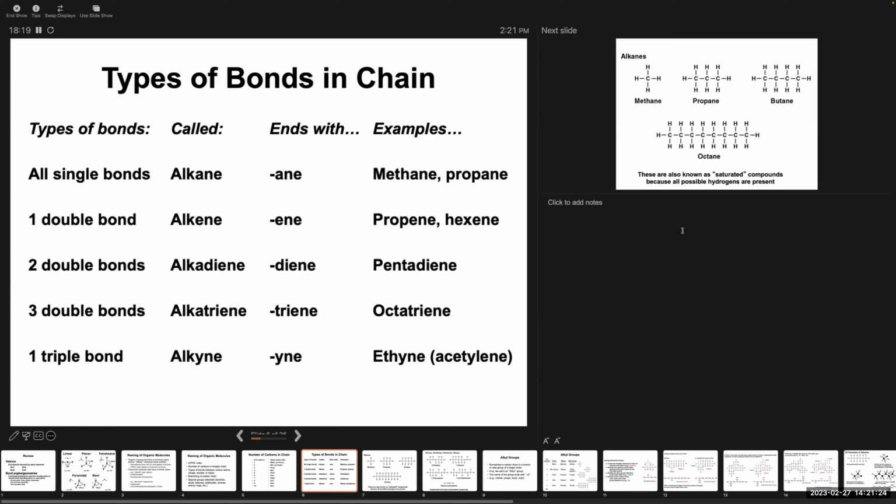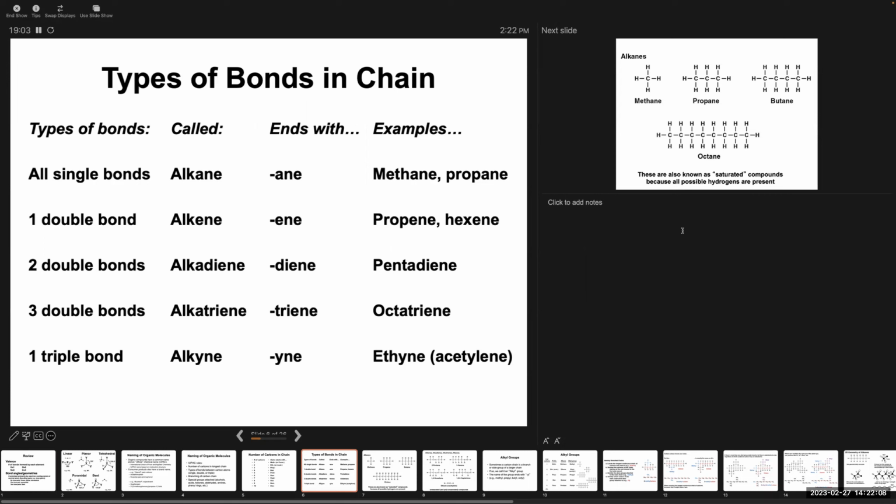If there's a single double bond somewhere in the carbon chain, connecting 2 of the carbons to one another, we call that kind of molecule an alkene, and the name of the molecule would end in the letters ENE. So propene is a 3-carbon chain, and 2 of those carbons are connected to one another by a double bond. Hexene would be a 6-carbon chain with 1 double bond connecting 2 of the carbons in there somewhere. And frequently these things will also have a number in front of them that tells you where that double bond is located in the chain.